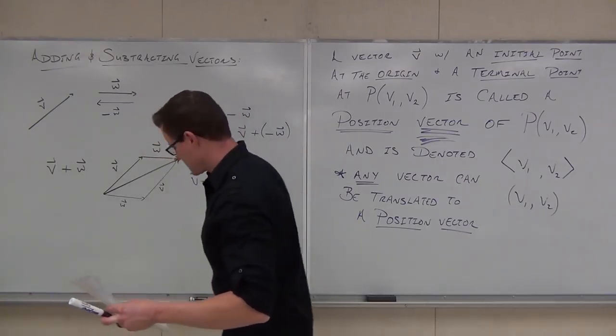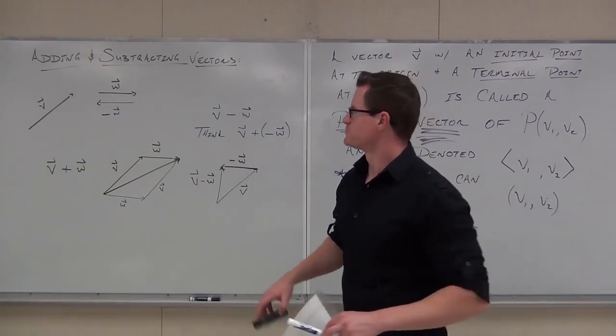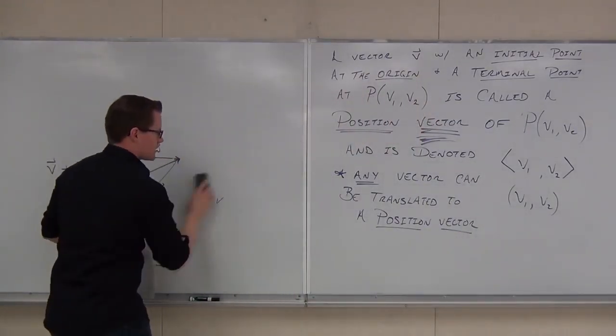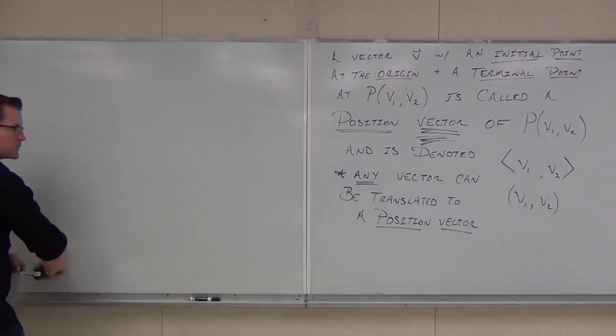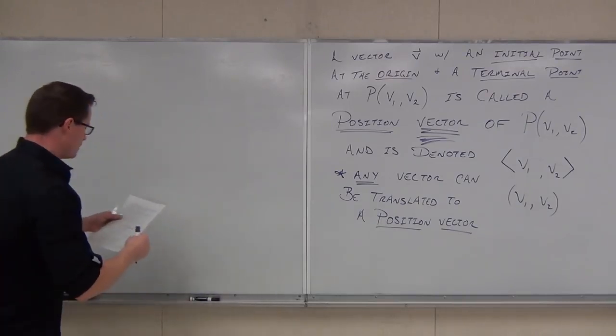Let me show you how. We'll spend some time doing this. We'll talk about how we say the two vectors are equal. We'll talk about how to find magnitude. It's seriously really easy. You just got to learn it. You just got to see it once and you'll probably forget it. So any vector can be translated to a position vector. Okay, how in the world do we do that? Well, here we go.